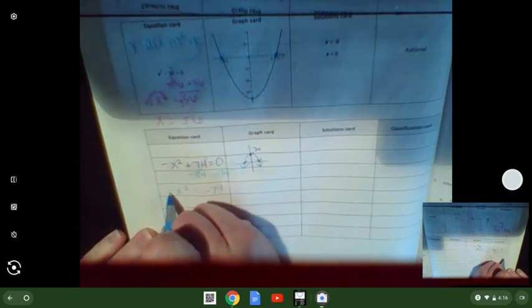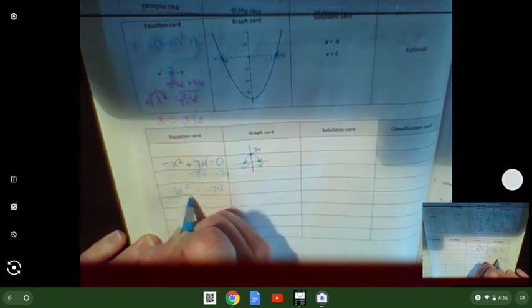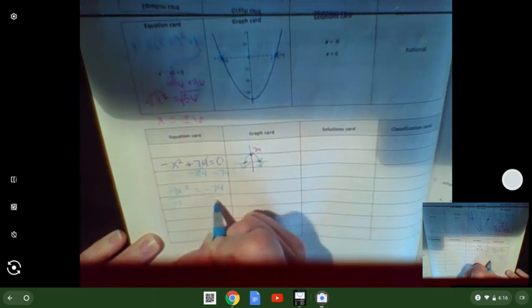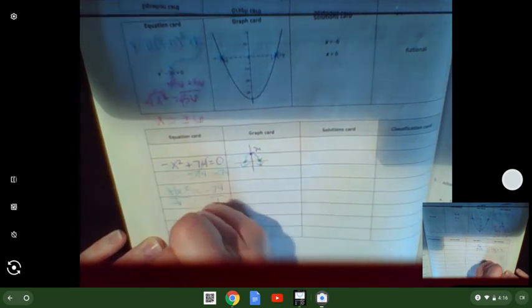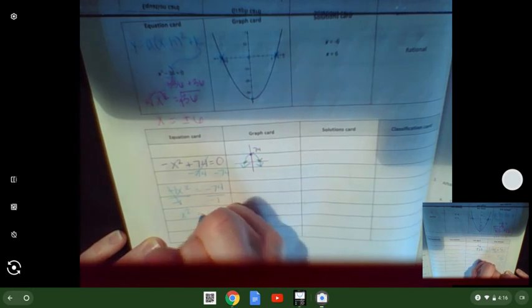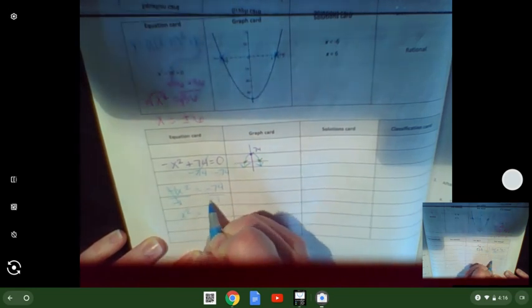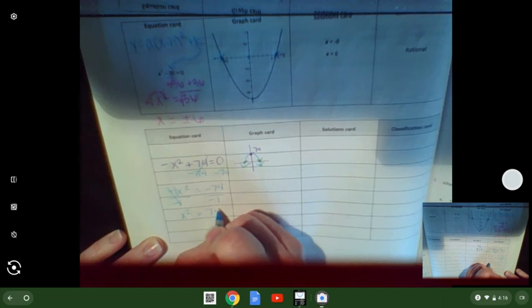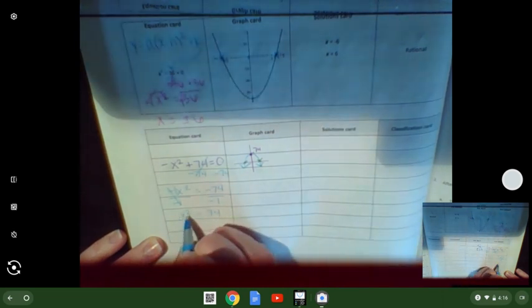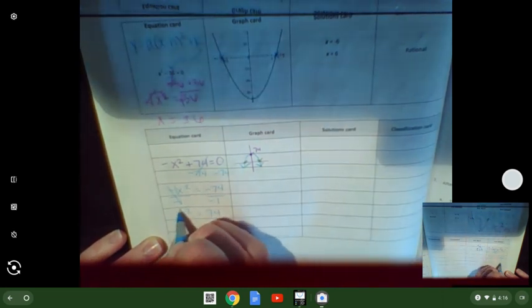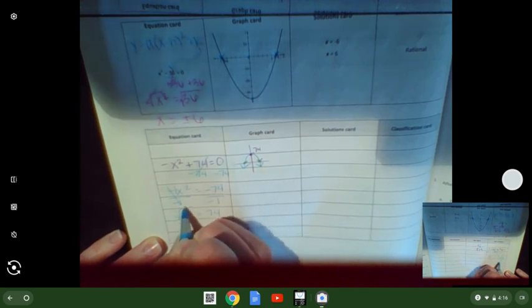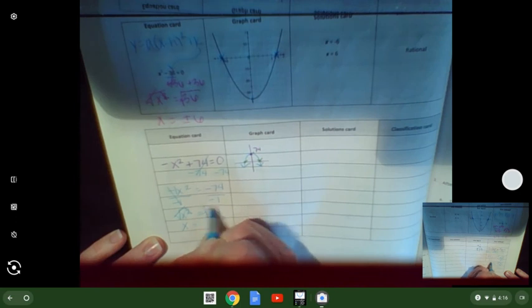So remember, this is a negative 1. I'm going to divide by that negative 1. Whatever I do to one side, I do to the other. Negative divided by a negative is a positive, so we get 74. And then to get the x by itself, I'm going to square root because square rooting cancels out that exponent of 2, and I'm going to square root the other side.